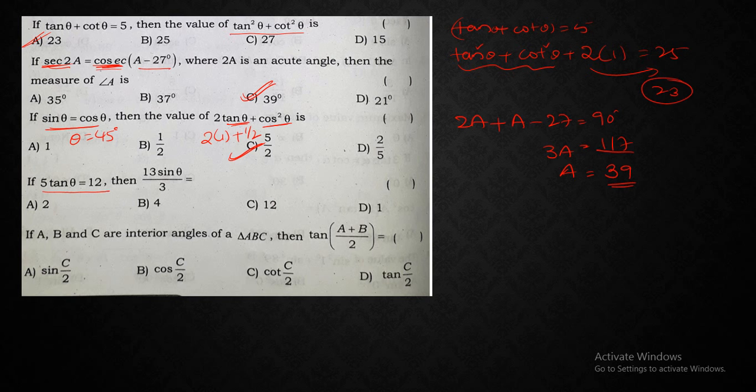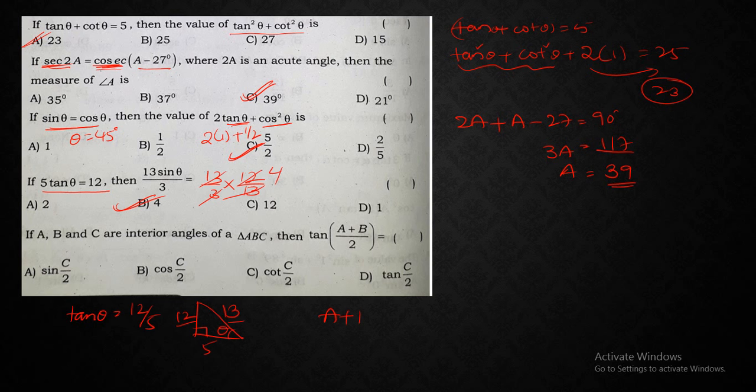Next, 5 tan theta is equal to 12. So clearly from this tan theta is equal to 12 by 5. So when I draw the diagram, if I consider theta here, this is 12, this is 5, obviously this is 13, by using the Pythagorean triplet. So 5, 12, 13. Now what did he ask? 13 by 3 into sine theta. What is the value of sine theta? Opposite by hypotenuse, so it is nothing but 12 by 13. So 13 13 gets cancelled. 3 fours are 12. So the answer is 4.